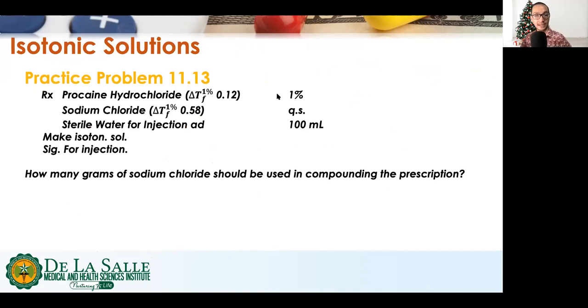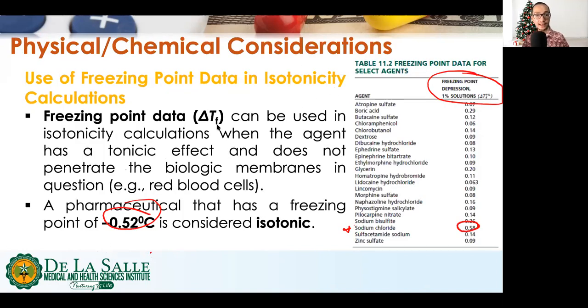And so, just to show, before I proceed to this, let's again compute for the amount of sodium chloride that will make an isotonic solution. How do we actually make use of the freezing point data to determine the amount of the drug that will make an isotonic solution?